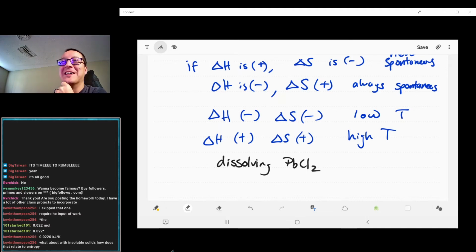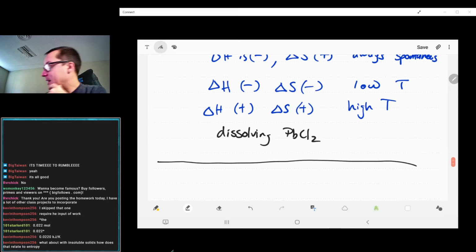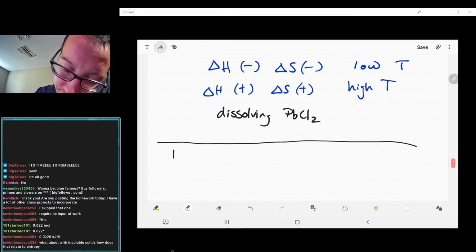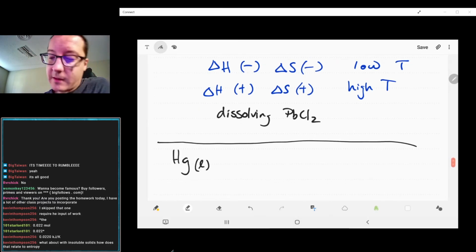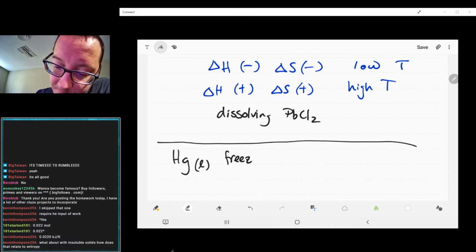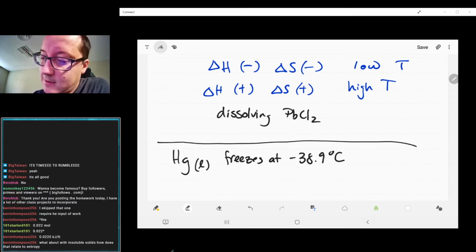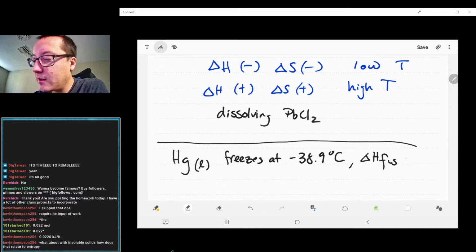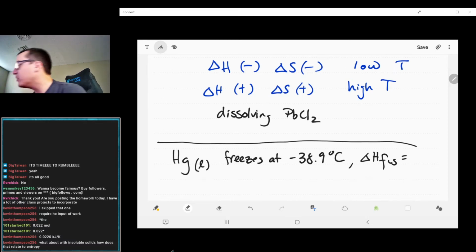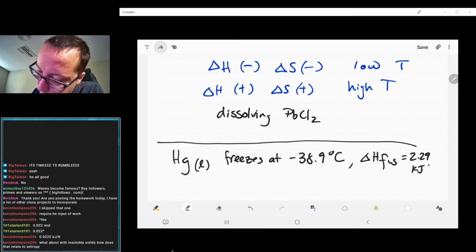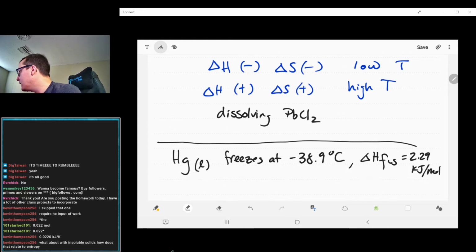Let's do another example now that we've gone all over the place. This is an example from your book. So we have mercury as a liquid, freezes at, what's the temperature we have here? Negative 38.9 degrees Celsius. And delta H fusion is going to be 2.29 kilojoules per mole. We can see what's going to happen. So last time we looked at 1 mole of water, but let's look at 50 grams of mercury.